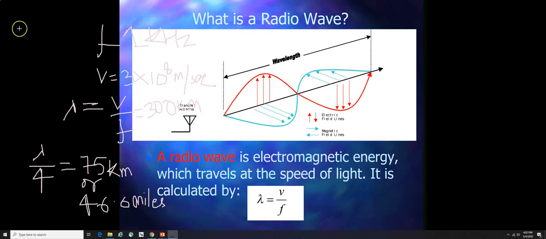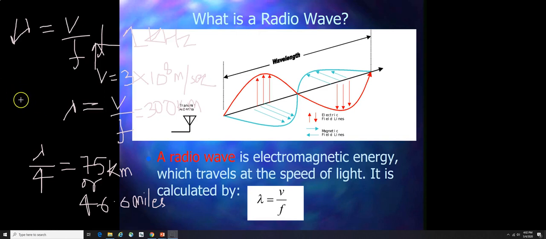To do that, we will understand from this formula which says lambda is equal to V by F. So what if we increase the frequency? If we increase this frequency, then what will happen? The wavelength will reduce, and that is what we wanted. If the wavelength is reduced, then we can have the reduced size of the antenna.